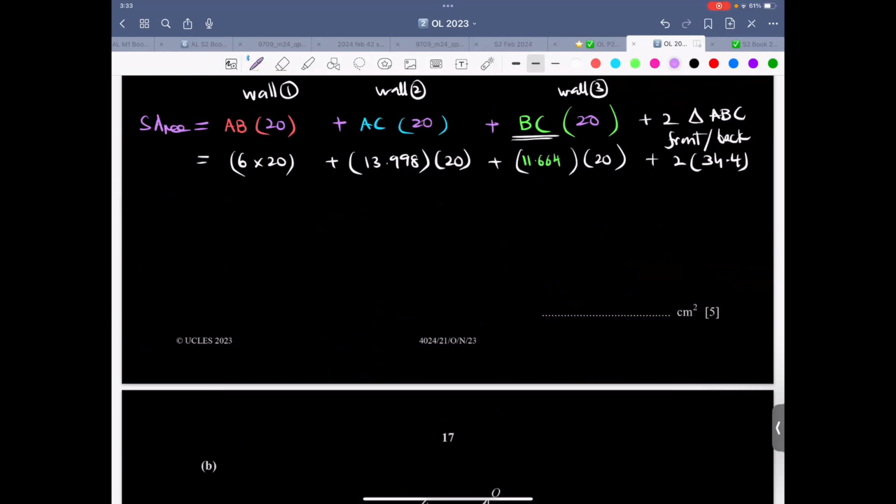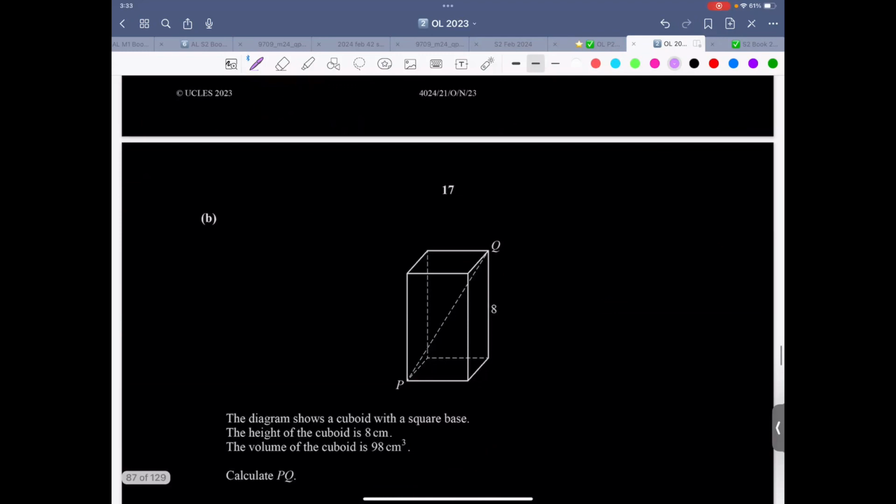Now, if you want to reduce your working, take this 20, this 20, this 20 common out and add these 3. And this thing is already there. And therefore, this comes out to be 701.6. That's also given. 701.8 is also given. They both are given in the mark scheme. The final answer in both cases comes out to be 702. So therefore, this is 702 that I get.